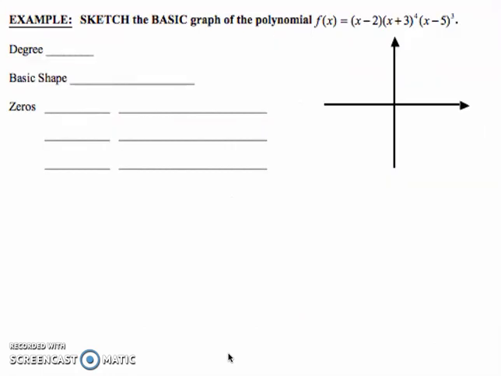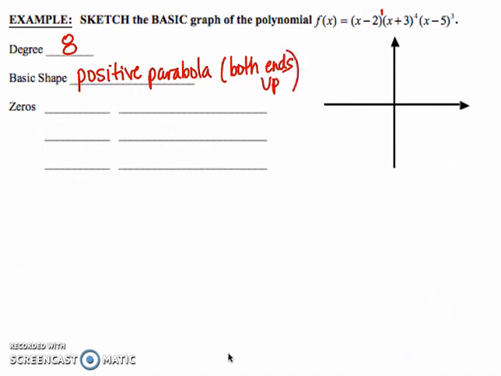So let's apply this to an example. It says sketch a basic graph of this polynomial. Oh, look at all those multiplicities. So the degree of my polynomial, if we count up our exponents here, would be 1 plus 4 plus 3, which is 8. So the degree of this polynomial is 8, which tells us that my basic shape is going to be a positive parabola. And really, what does that mean? It means both ends will be going up at the end.